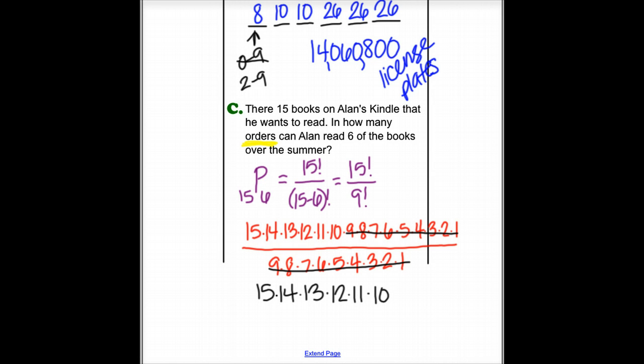If I take a calculator and type in 15 times 14 times 13 times 12 times 11 times 10, you get 3,603,600 different orders. So that's a lot of different ways you can read 6 books on a Kindle.